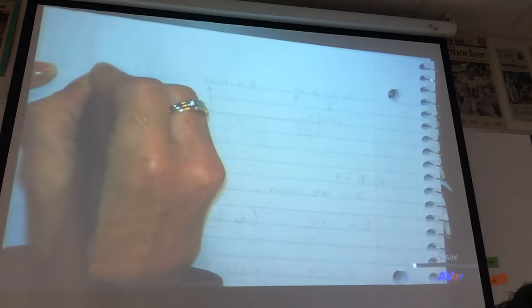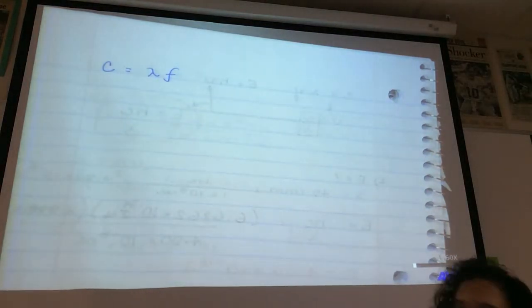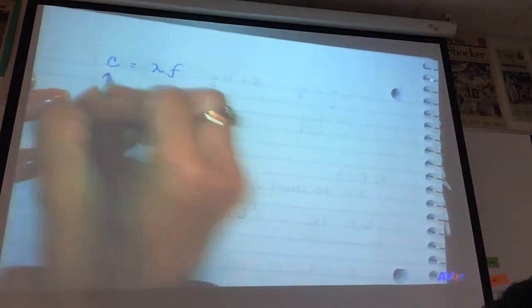So the first thing I want to mention, speed of light is equal to the wavelength times the frequency. The speed of light is a constant.